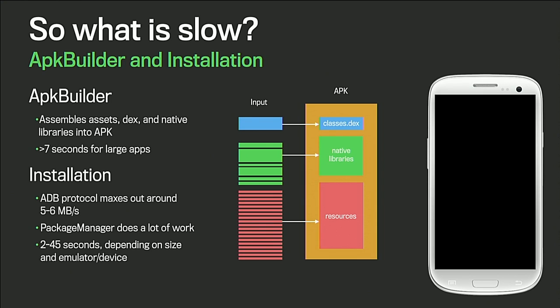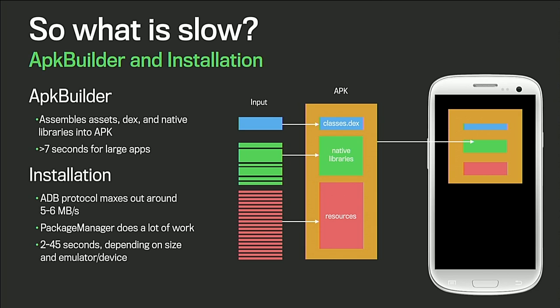This can take 7 seconds or more for large apps. It's basically just proportional to the size of your app, because it just has to cram a bunch of files together. The next step that's really slow is the actual installation of that app onto a device. So this is done over ADB, and the ADB protocol maxes out at around 5 to 6 megabytes per second, even if you're on high-speed USB. So if you have a 20 or 40 megabyte debug build of your app, this can take a very long time just to copy it over.